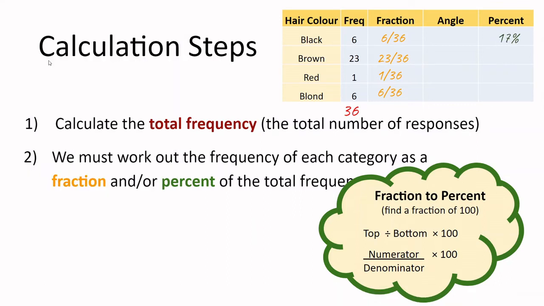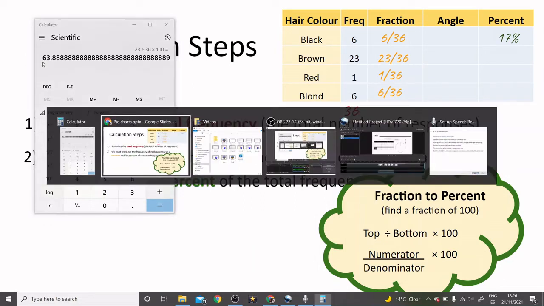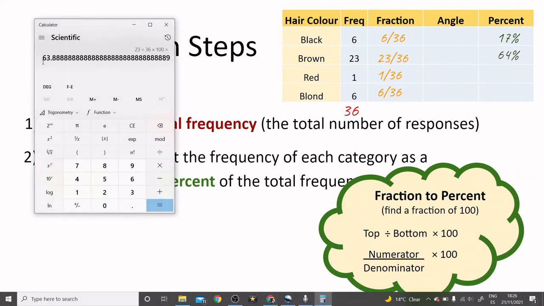For the next fraction, I'll do the same thing. I'll do the numerator, that's the 23, divided by the denominator, again 36, and multiply that answer by 100. Once again, I've got a recurring decimal, so I'll round it to the nearest whole number. That's going to be 64%. The following, 1 over 36, again, top divided by bottom, multiplied by 100.